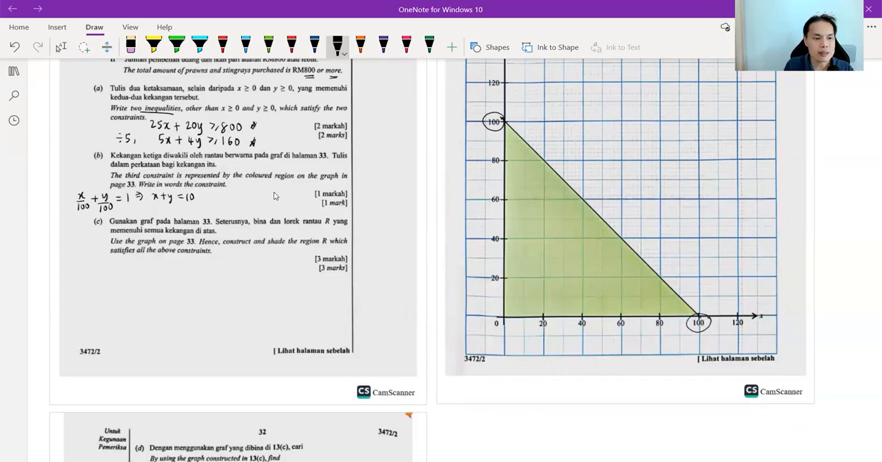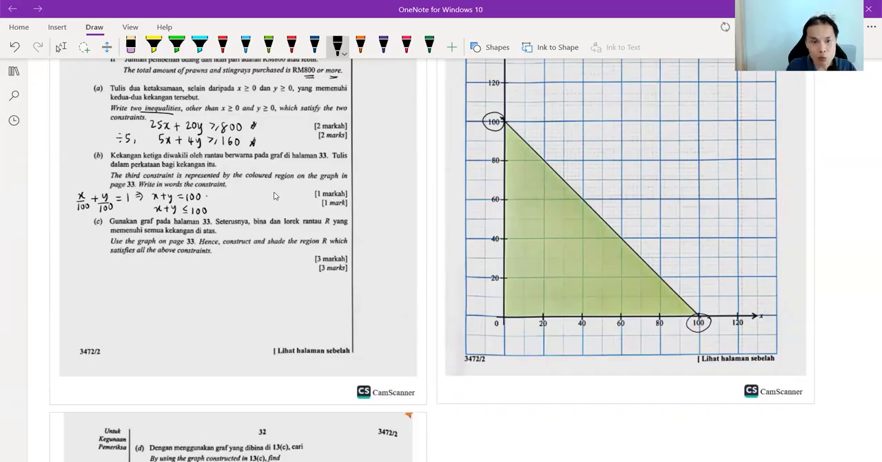So what does this represent? That means the total mass is 100. Okay, however, look at the region that it represents, it's below. So your inequality is x plus y less than or equal to 100.